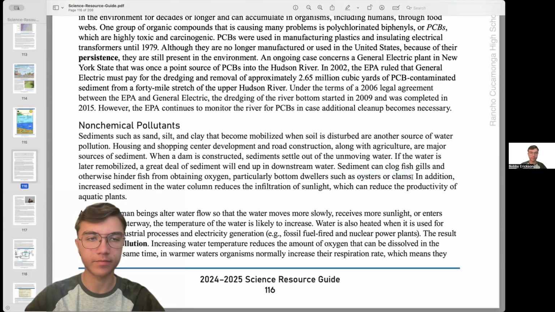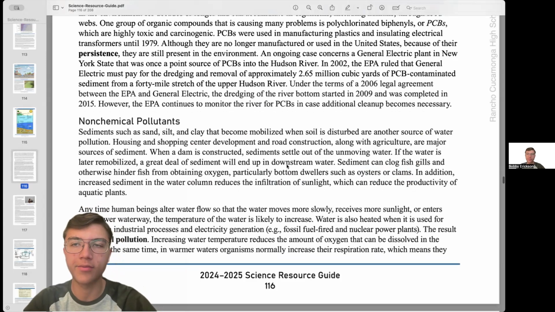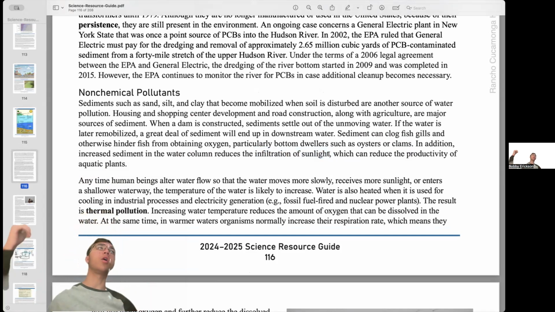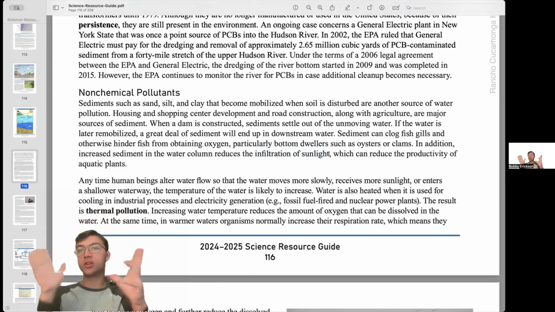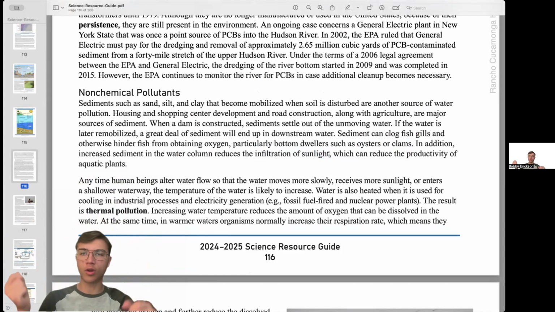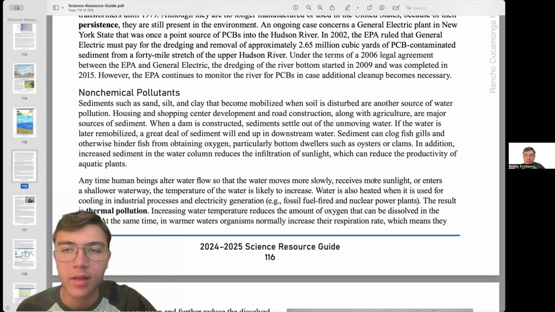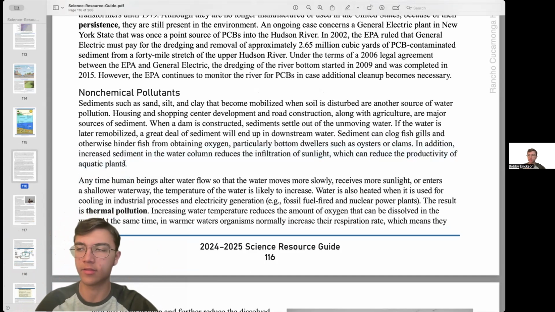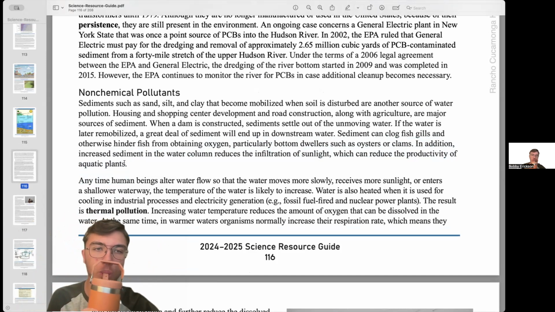And then if we increase sediment in the water, this will actually reduce the infiltration of sunlight. Think about sunlight, it's going to be harder to hit the bottom if there's a bunch of sediment making the water all murky. And so this actually reduces the productivity of aquatic plants as well. So anything that's trying to get that sunlight, well, it's not going to get sun.